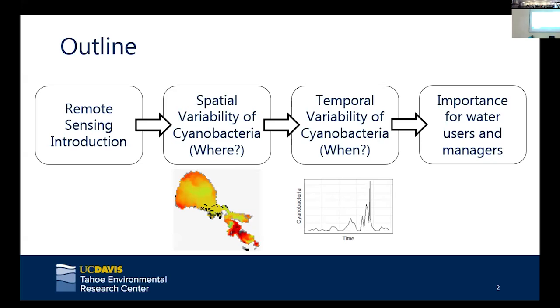An outline of my presentation, and I'll try to be brief because I know we're running out of time. I'll give a brief introduction to remote sensing, and then I'll talk about using remote sensing to look at the spatial variability of cyanobacteria, which answers the question of where are cyanobacteria within the lake, and then look at using remote sensing to look at temporal variability of cyanobacteria, which answers the question of when we have bloom events. And then throughout this presentation, I'll be sure to touch on the importance of this for water users and managers.